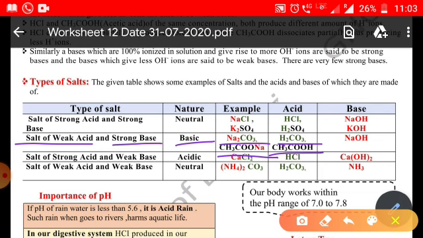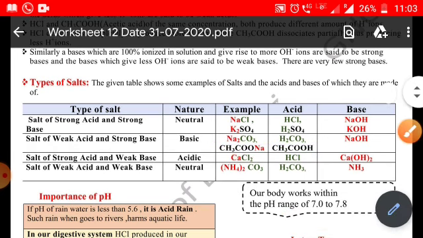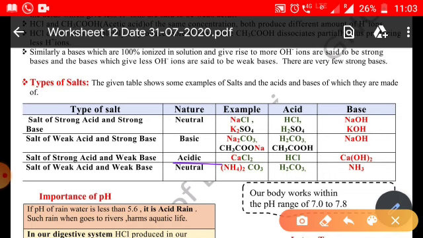When a strong acid reacts with a weak base, it forms an acidic salt. Like when HCl, hydrochloric acid, reacts with calcium hydroxide, it forms calcium chloride. In this case, the acid hydrochloric acid is strong, whereas the base calcium hydroxide is weak. So the salt is acidic.